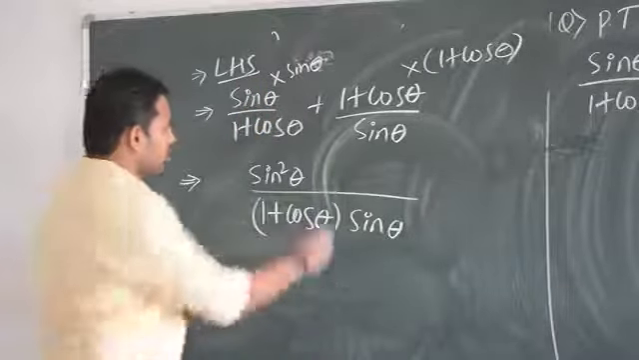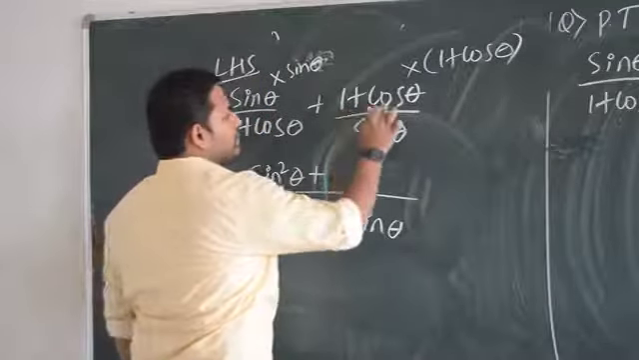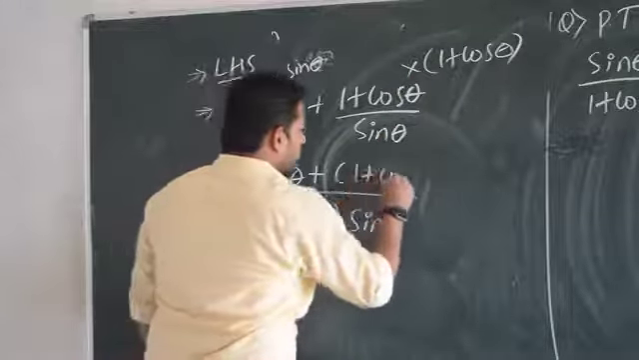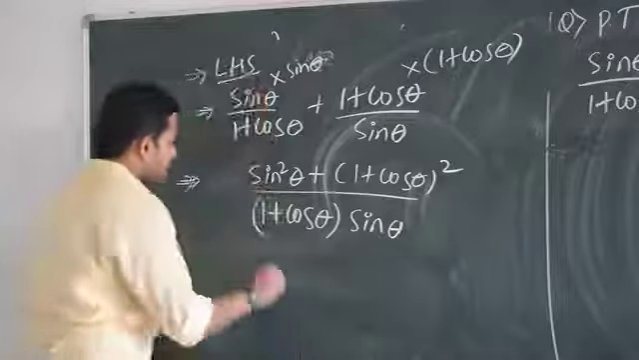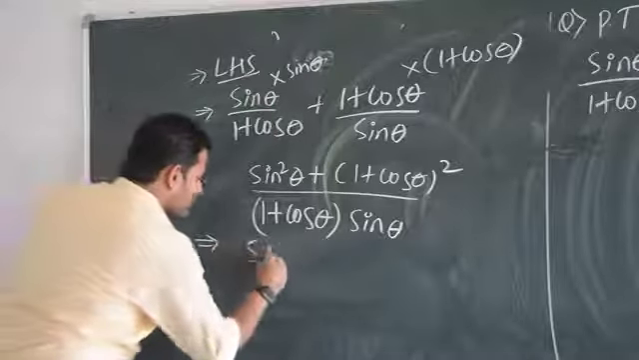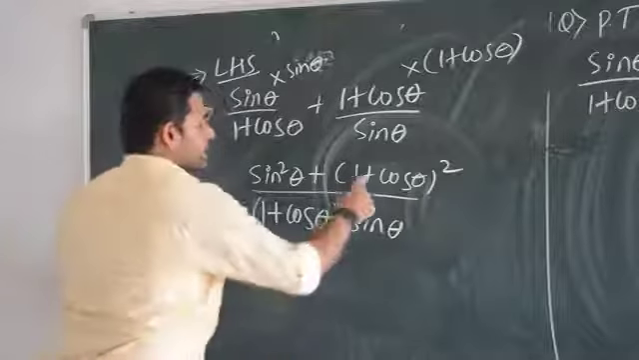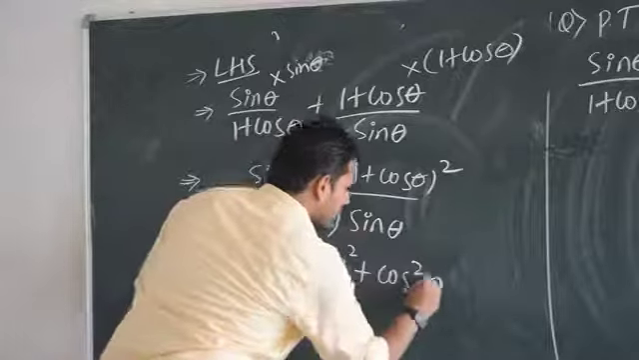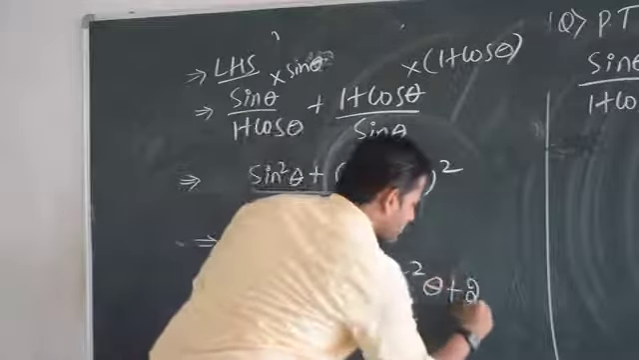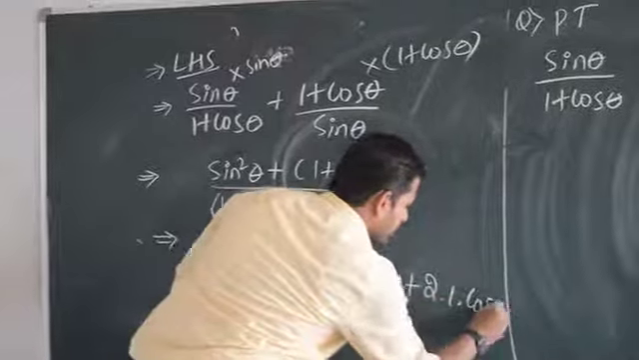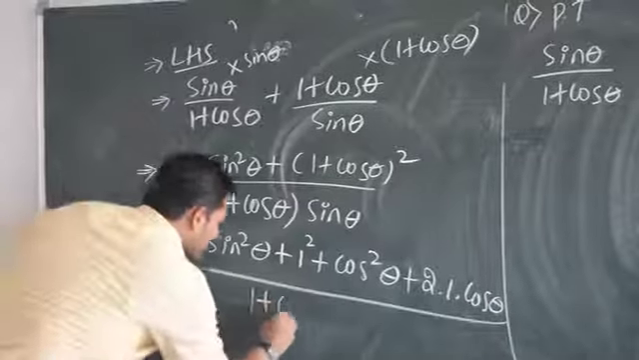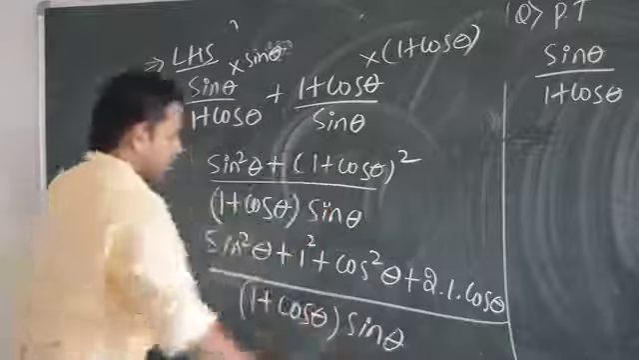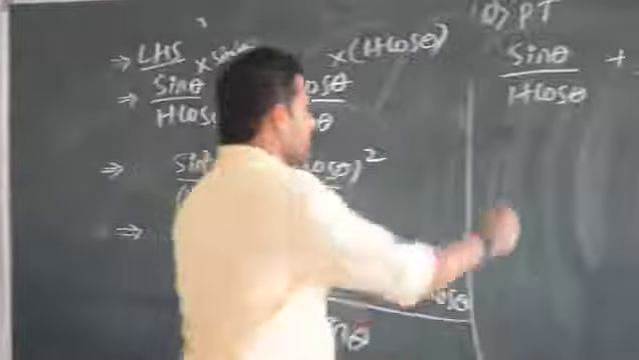So that is sin square theta plus (a plus b) whole square, that is, 1 plus cos theta whole square. Let us expand this. So it becomes sin square theta plus (a plus b) whole square, which is a square plus b square plus 2ab. 2ab means 2 into 1 into cos theta, divided by 1 plus cos theta into sin theta. As usual, it will be there. Alright, okay. Now let us expand this.